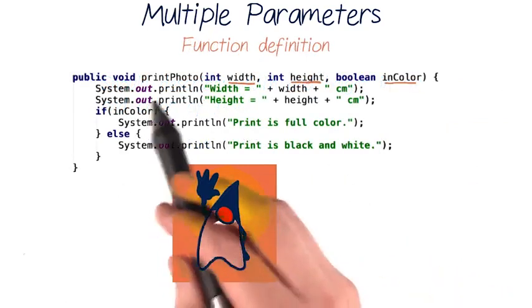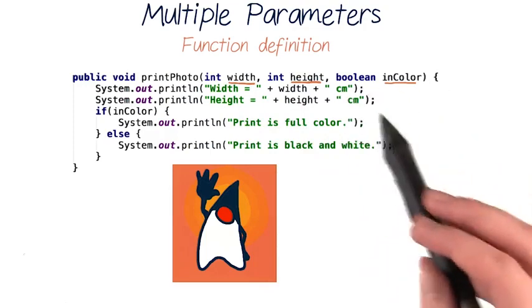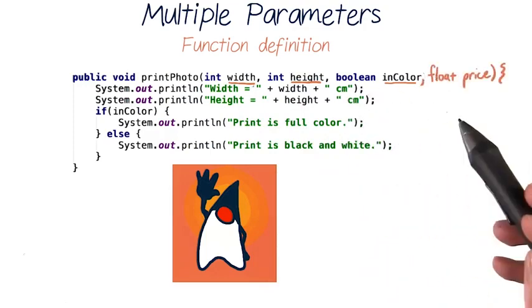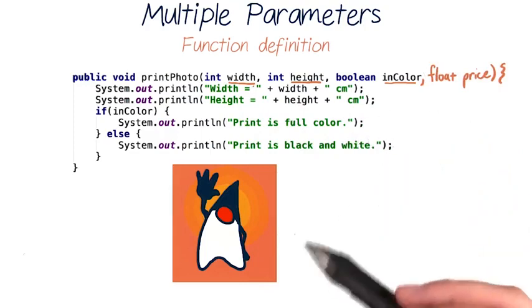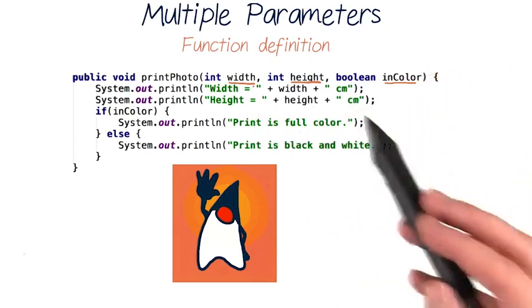This function, called printPhoto, takes in these three parameters: width, height, and inColor. And you can include even more than this as long as you separate the parameters with commas. So we could include more information like a string for texture or a float for price and so on. But let's stick with these three parameters for now.